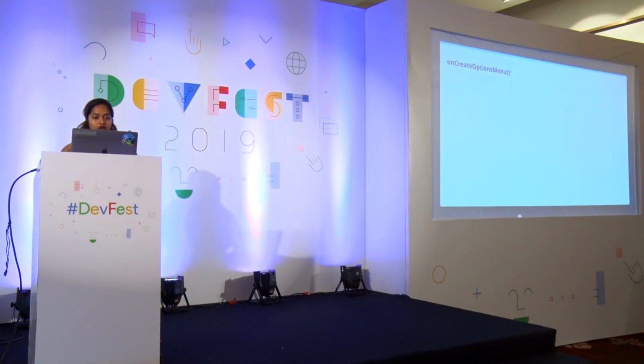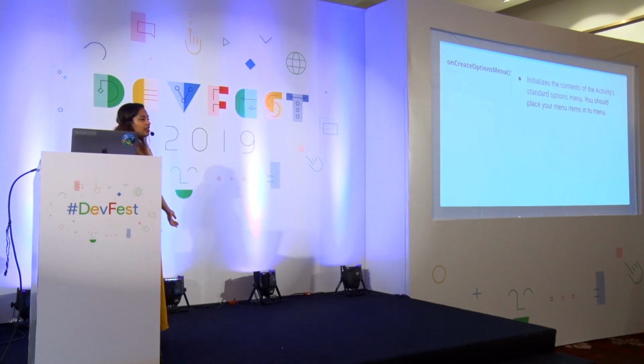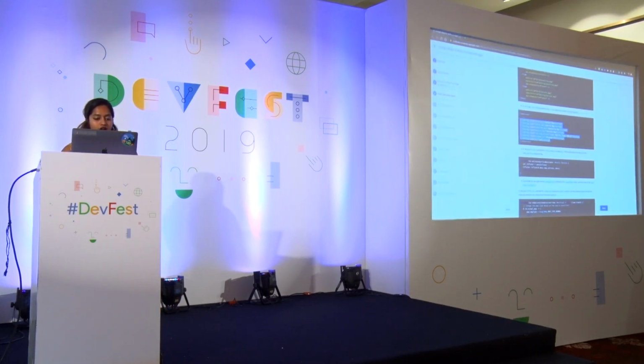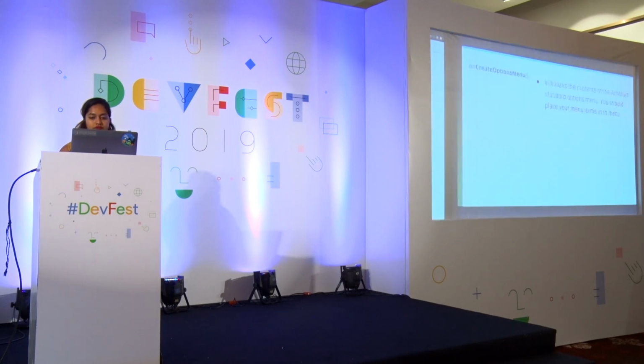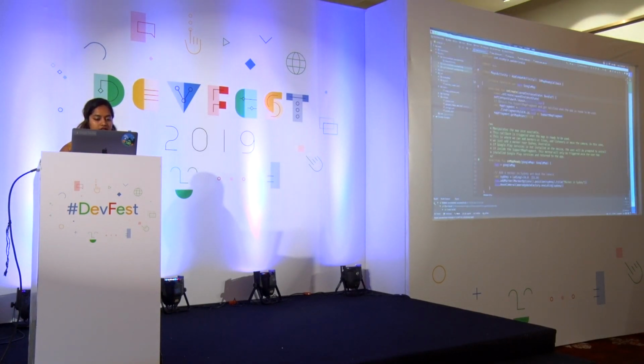But what is onCreateOptionsMenu? This initializes the content of the menu and inflates it for you. So we're going to override onCreateOptionsMenu in our MapsActivity.